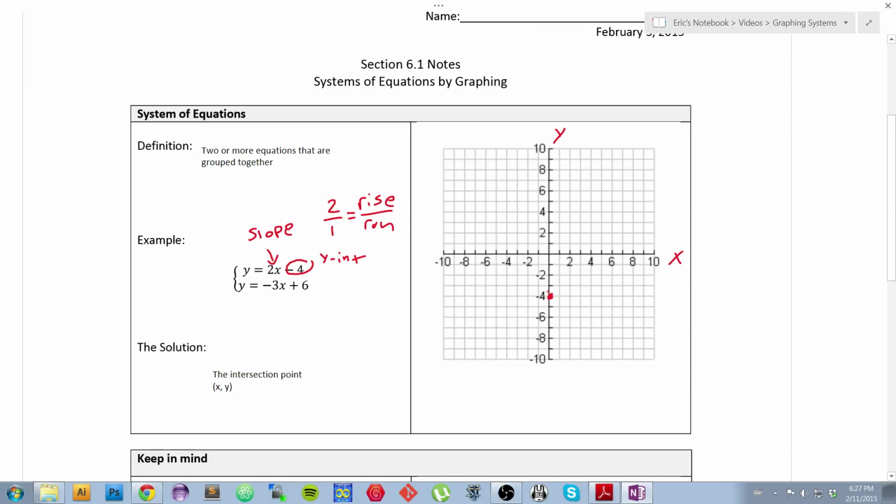So from this -4, I'm going to go up 2 over 1, up 2 over 1, and I'm going to do it many, many times because our goal is to find an intersection point. So the more points I have, the better.